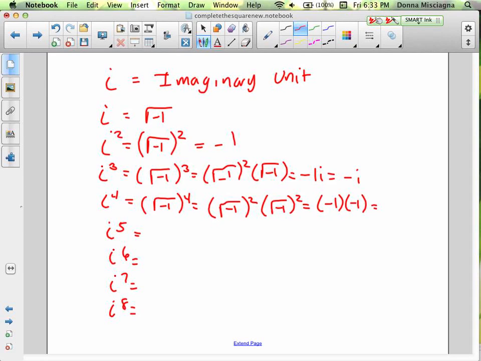So we have -1 times -1, which is +1. Right? So let's look at our progression here. So we have i, we have -1, we have -i, we have 1. Wonder what will be next.